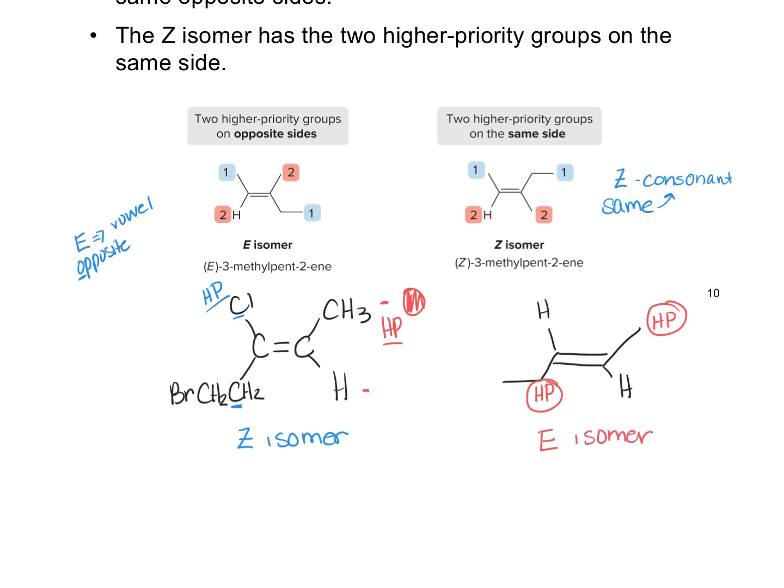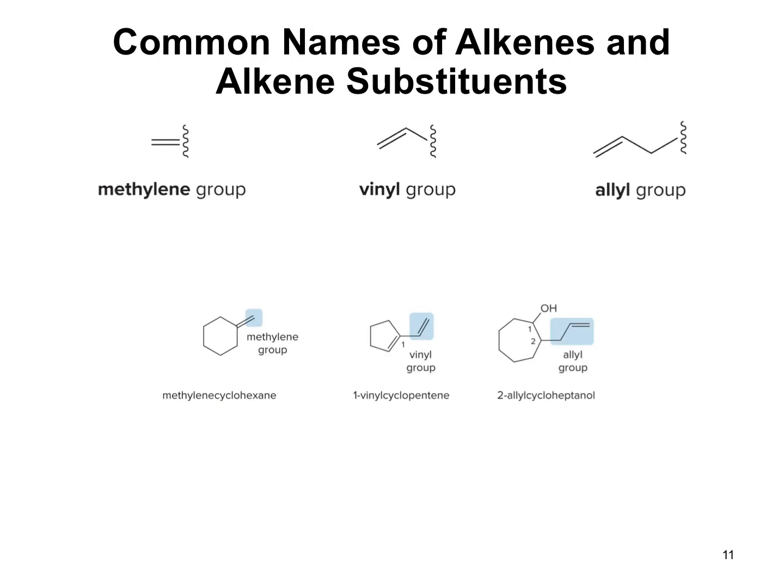Now, you incorporate this into the name by putting it out front around with parentheses, right? Just like we did with R and S. So, for example, this is E3-methyl pent-2-ene. Z3-methyl pent-2-ene. So those are the different ways that we can see that. Now we're going to have some common names that pop up as we name alkenes, and so that's just very helpful to be able to recognize those.